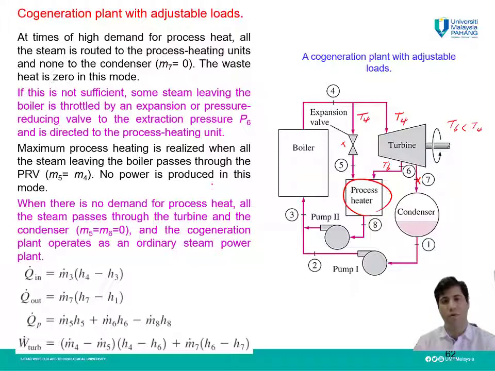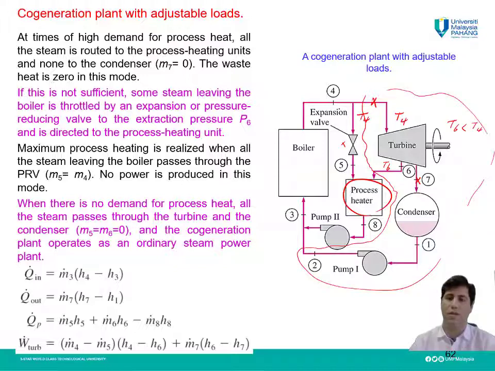So when we need the maximum process heat, we will also close this and hold, then this part will be out of the cycle in this case. And we have only the process heater in the cycle. And we do not produce any electricity in this case because the demand for the process heater is the maximum.